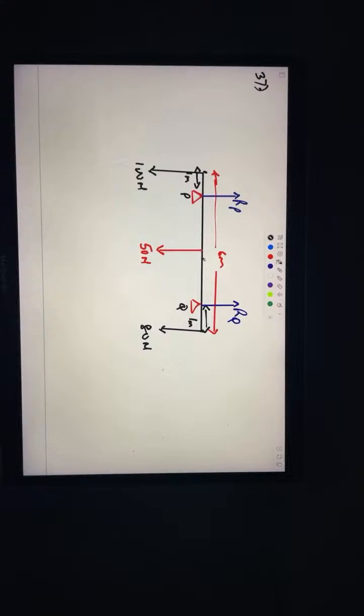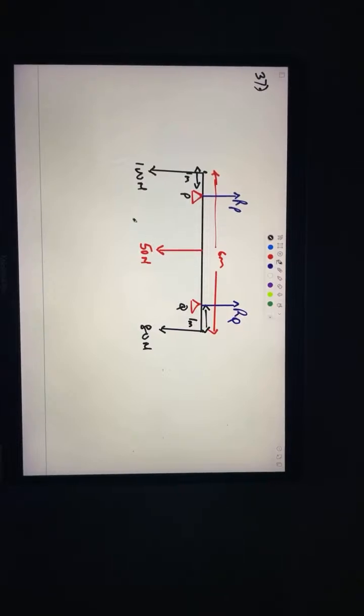For uniform objects, their weight is always acting at their center. It is not so for all kinds of objects. It is only so for uniform objects. So hence, I placed the 50 newtons at the center.